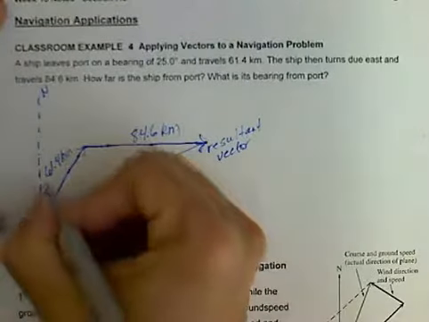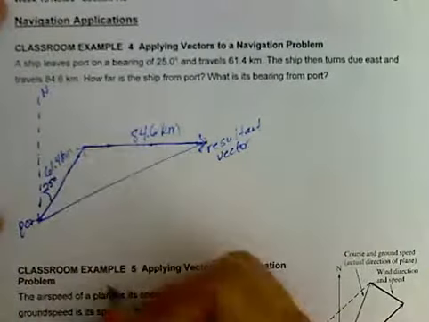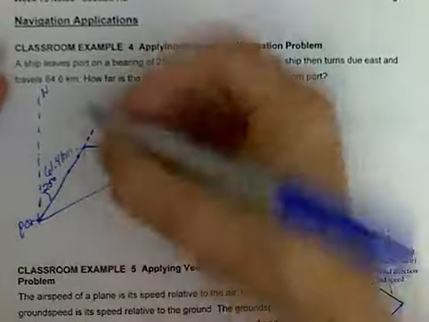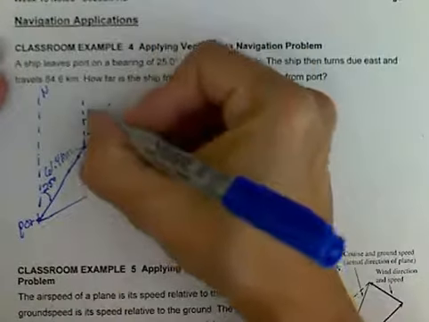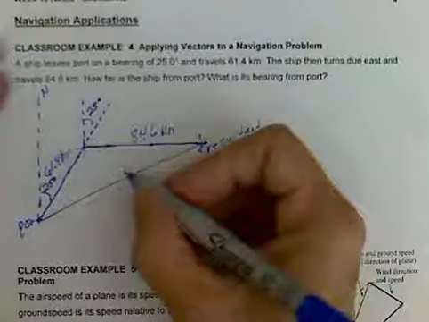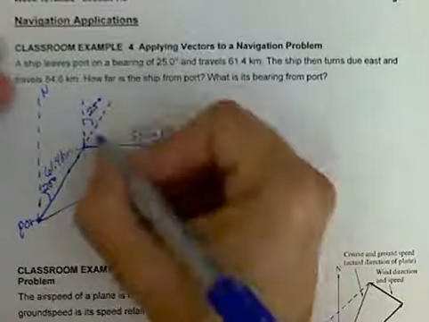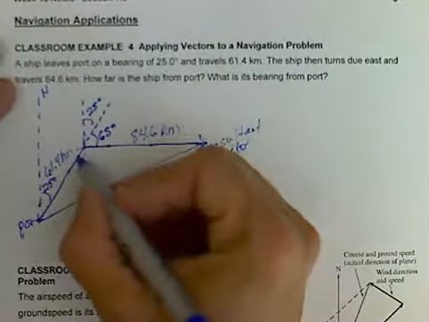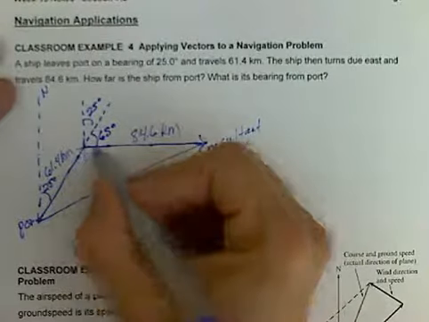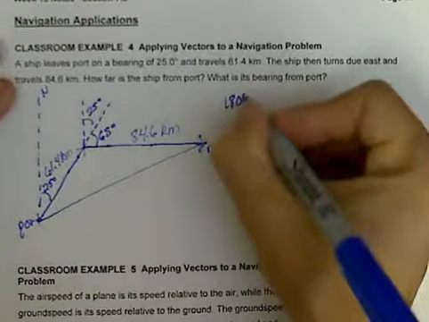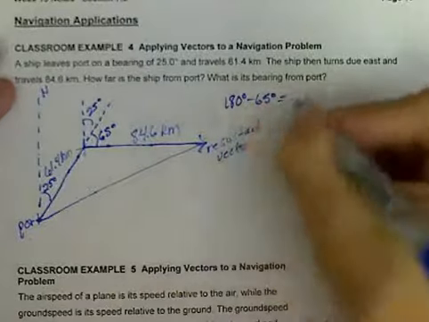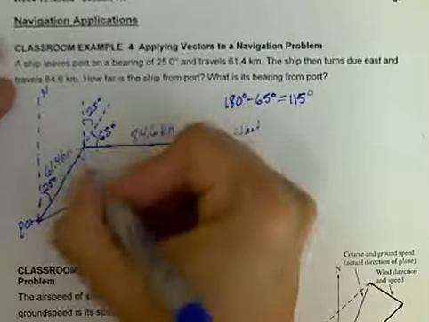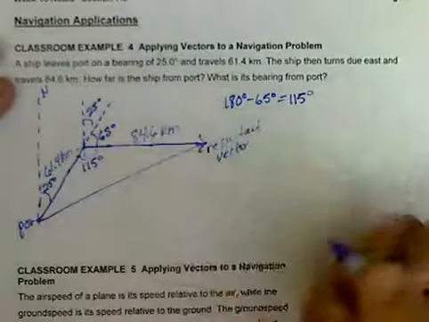Now we know this angle is 25 degrees. If we continue this line segment up here, then we've got also this angle up here is 25 degrees. This is a 90-degree angle. That means that this angle would be 65 degrees. From here around to here is 180 degrees. So to get this angle, we could take 180 degrees minus 65 degrees, and that gives us 115 degrees. Now this angle in here is 115 degrees.